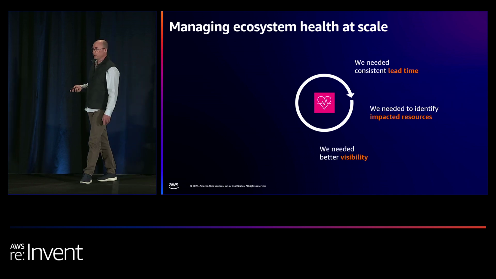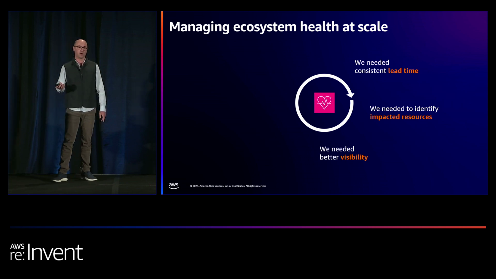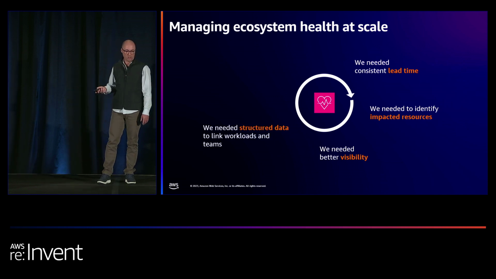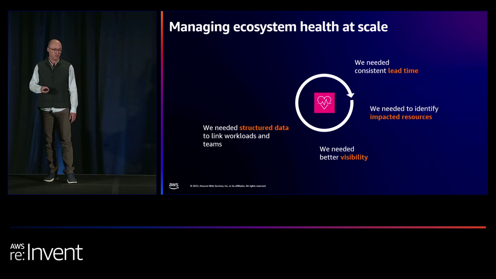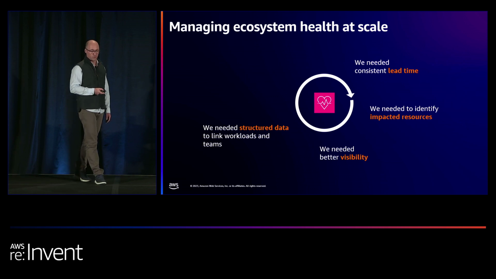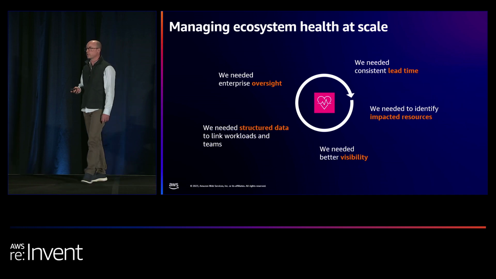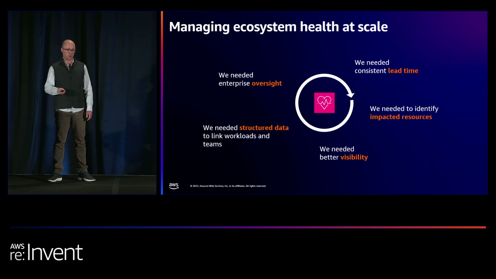We needed better visibility. Our dev teams have got to be able to see their local impact quickly and easily, and we have relied on sort of a patchwork of dashboards, spreadsheets, and Slack channels. We needed structured data to link workloads and teams. The email notifications are informative, but they're free text, and without being able to do much programmatically, this has been a manual effort historically. And we needed enterprise oversight. A centralized team like mine needs a top-level view to drive this work to completion across the organization.